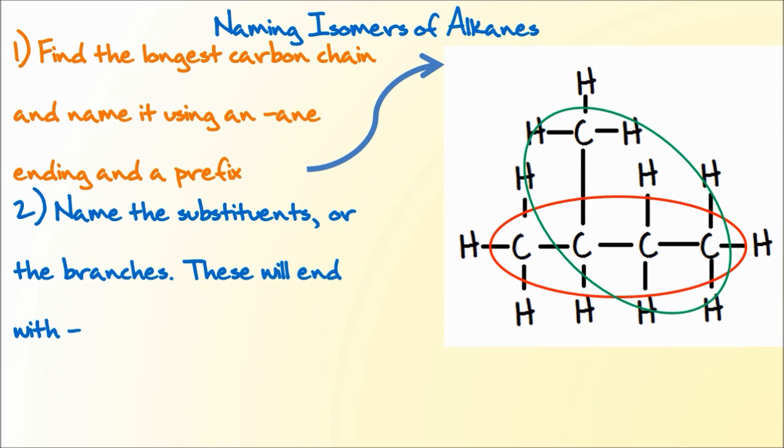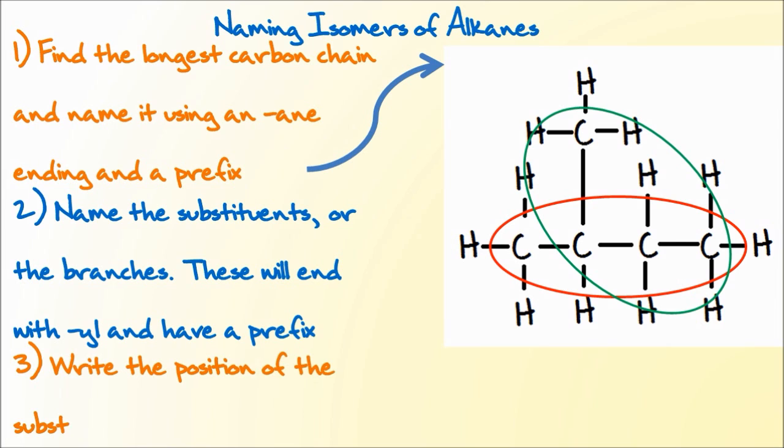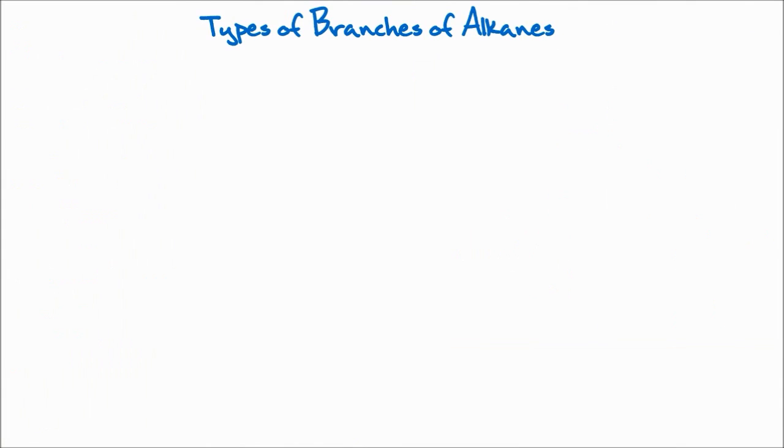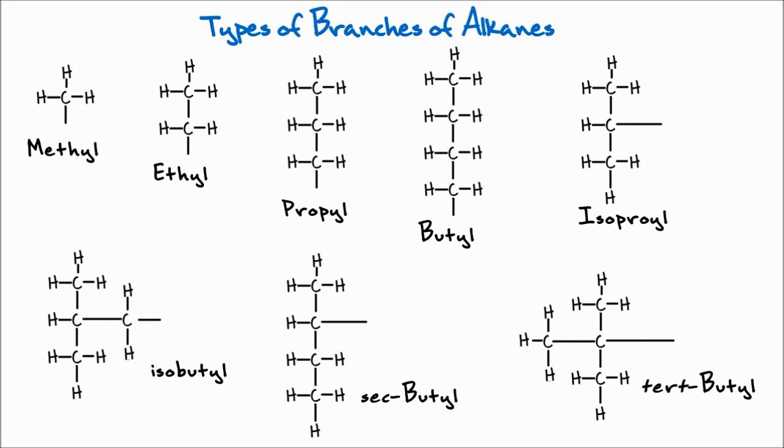So next you're going to name the substituents, or the branches, and these will end with "yl" and have a prefix. And then you can write the position of the substituent and how many. So the types of branches of alkanes. These are all the nice fancy branches. There's some madness to it, like meth is 1 and eth is 2, like the naming for alkanes. But you're just going to have to memorize this.